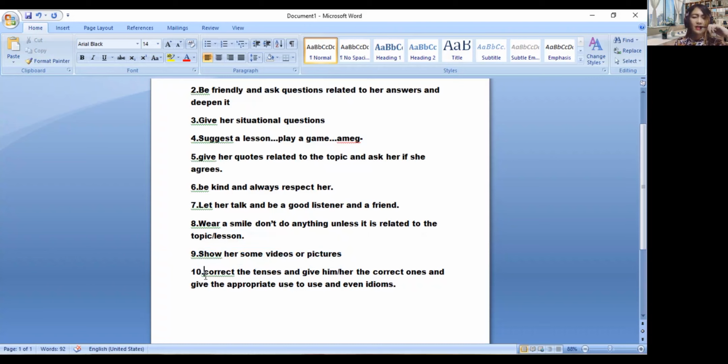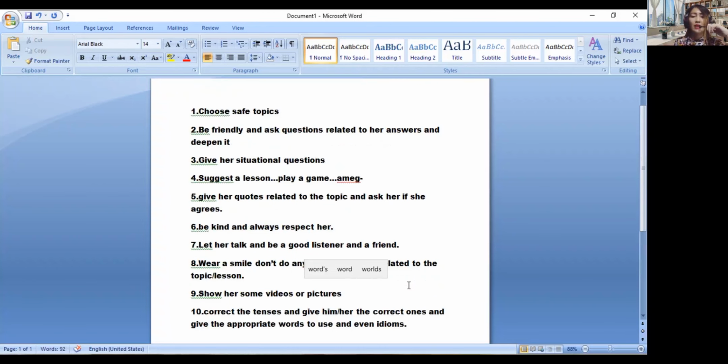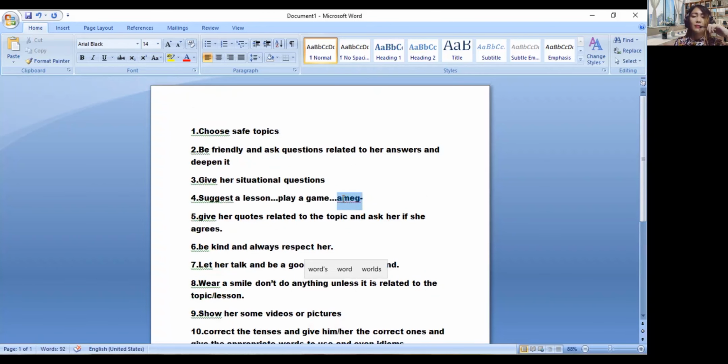Number ten, correct the tenses and give him or her the correct ones, and give the appropriate words to use and even idioms. Take it easy, relax, be calm, those things. You should really help the students. It's your job, but of course, if you love your job, it would mean nothing. You will just enjoy your job, and that's it.